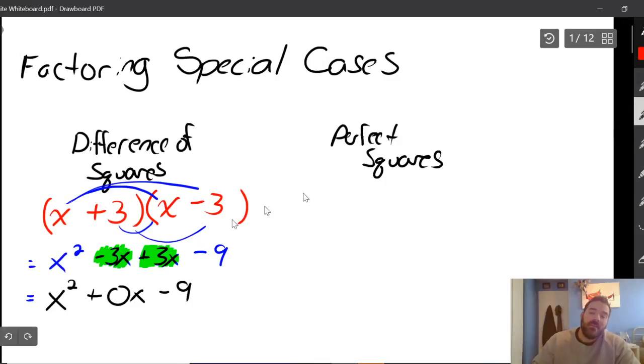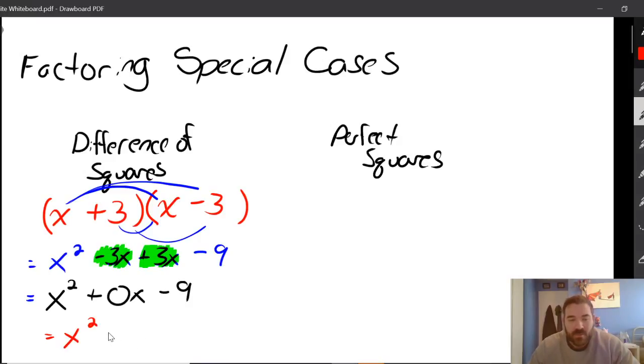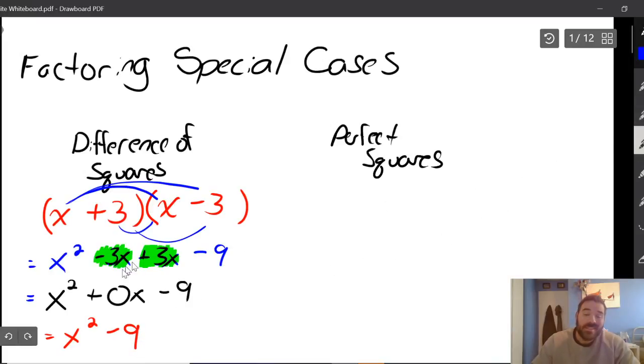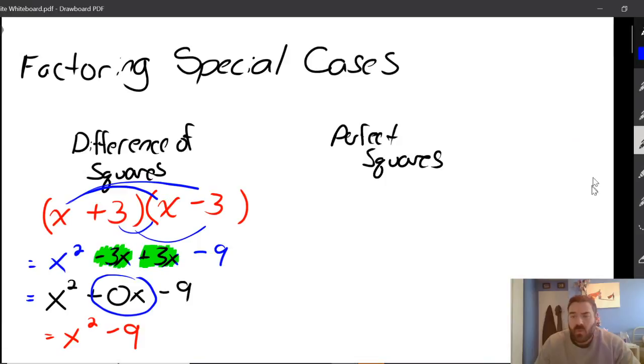But if we were to simplify this properly and write it using proper math form, we don't write a 0x because 0 times x is just 0. So we eliminate it altogether, and we end up with an expression that looks like a binomial, but it's actually a trinomial quadratic where the middle term is 0. We call this a difference of squares.